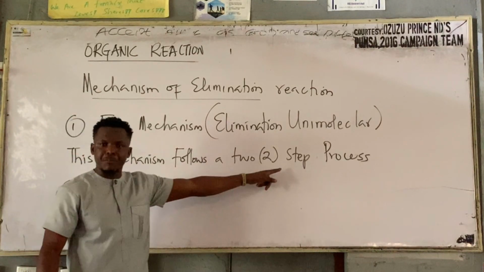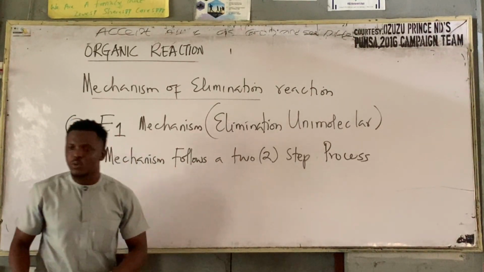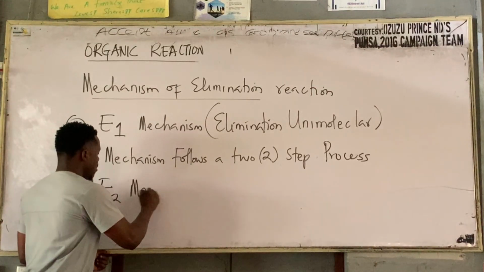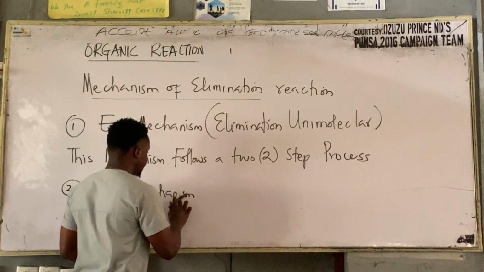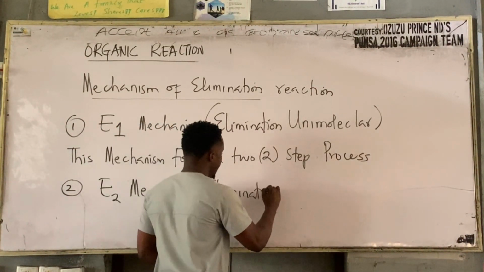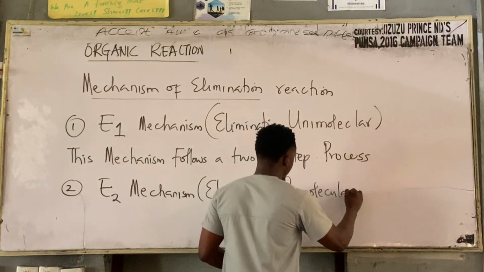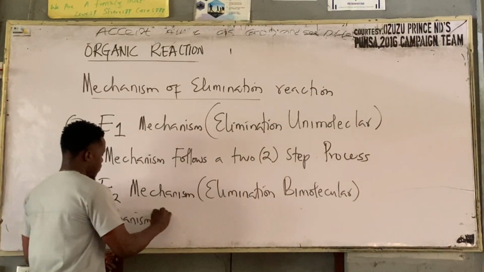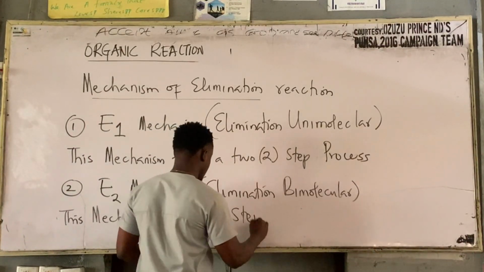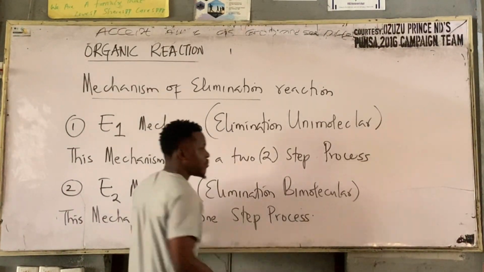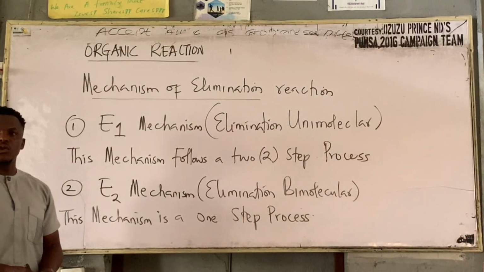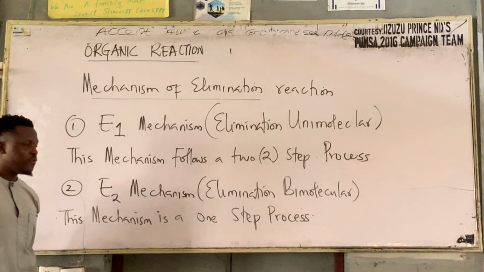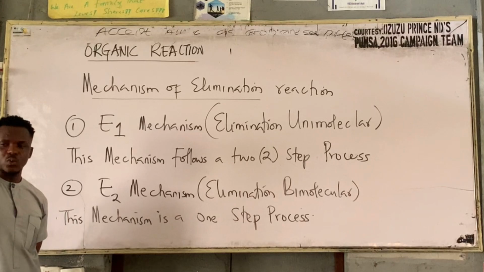E1 has a two-step process. And E2 will have how many steps? One. It's the opposite. We have the E2 mechanism. This is elimination bimolecular. Now the E2 follows a one-step process, the opposite of each other. E1 follows two steps and E2 follows one step.